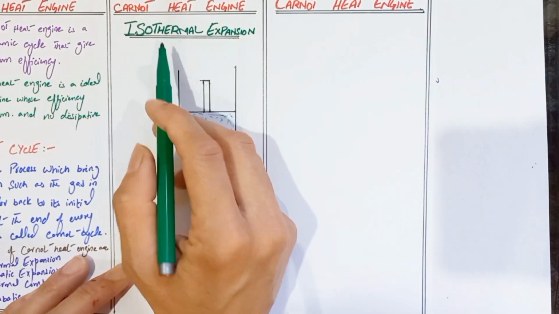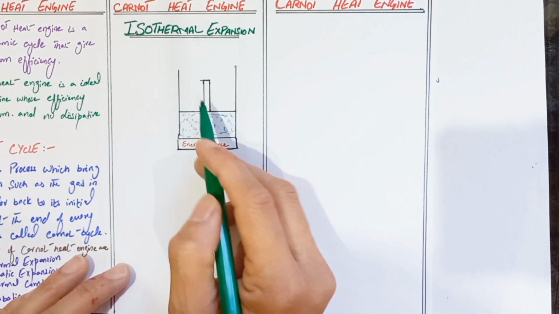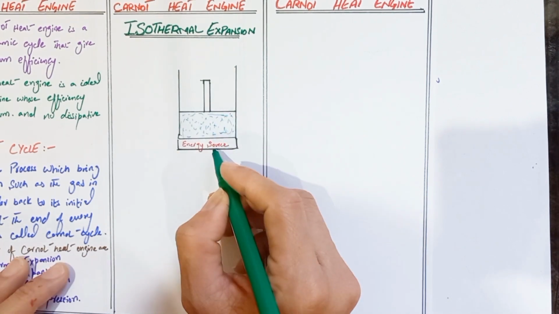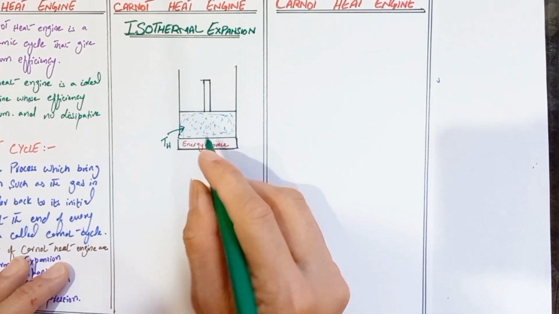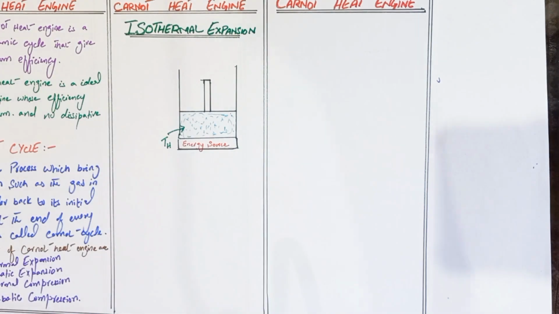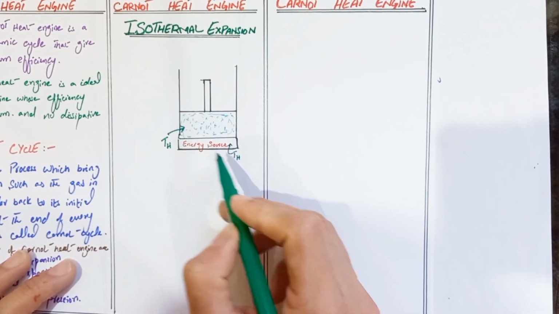The first step of the Carnot cycle is the isothermal expansion. In the isothermal expansion, we take a closed system that consists of a piston and the non-conducting walls of the cylinder. Let the temperature of the gas in the cylinder be T_H. The cylinder base is in close contact with the energy source. The source temperature is also labeled T_H. In simple terms, the temperature of the gas and the temperature of the energy source are the same.